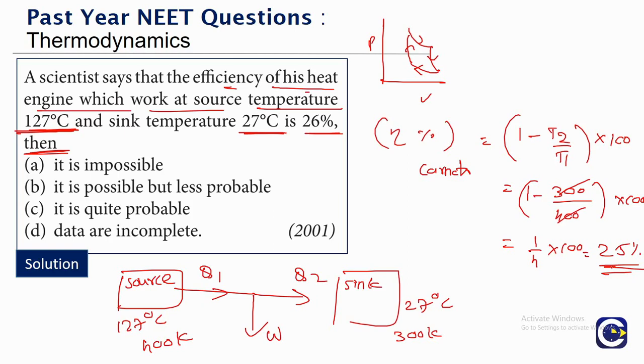Because when we talk about the Carnot's engine, that is the engine which can have the maximum efficiency operating between a given source and given sink. So when he is saying that his heat engine is giving 26%, what is it? It is not possible. Basically that case he is talking about is what? Impossible. Okay, so any heat engine should always have efficiency less than or equal to the Carnot's efficiency.